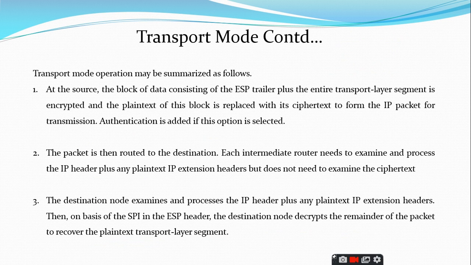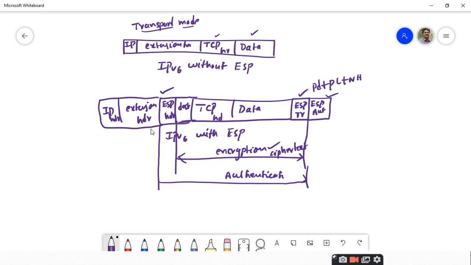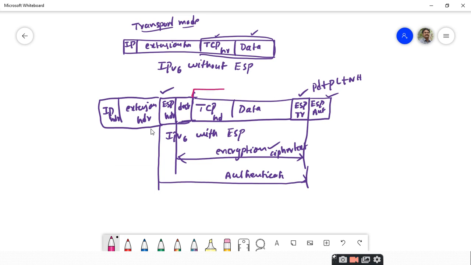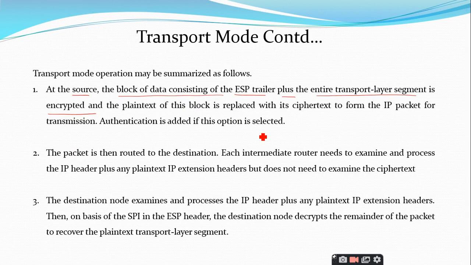And let us see what the different steps are that are involved in the transport mode operation. We can just summarize it. So, we have seen this. At the source, the block of data consisting of the ESP trailer plus the entire transport level segment is encrypted. This one, the entire TCP segment, along with this one. Let me change the color also. So, from here to here, it is going to be encrypted. This is what the text is saying.